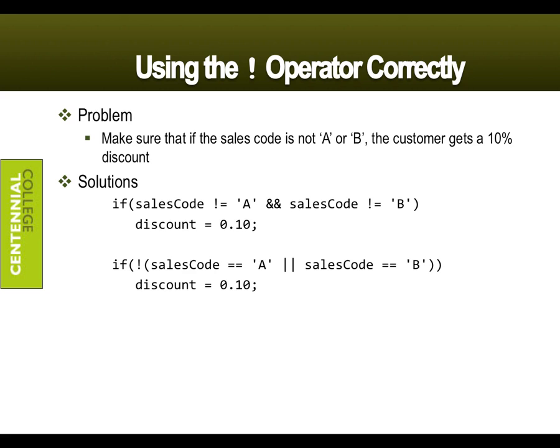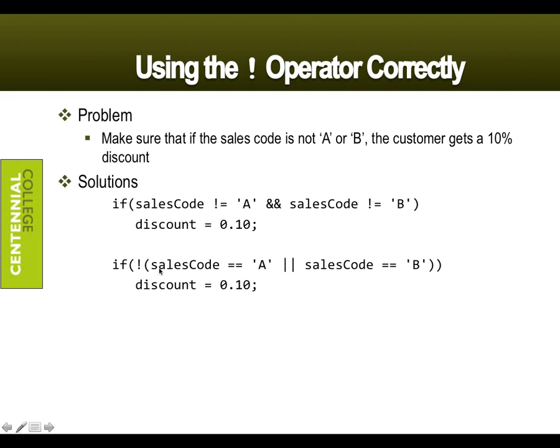Here's the problem. Make sure that if the sales code is not A or B, the customer gets a 10% discount. Well, here's the solution. If sales code is not equal to A and sales code is not equal to B, both conditions have to be true, then you get the discount of 10%. Or this is the other one. If, and see how there's brackets like this, the whole thing is not true, then the discount is 10%. So there's a different way of doing the same thing.